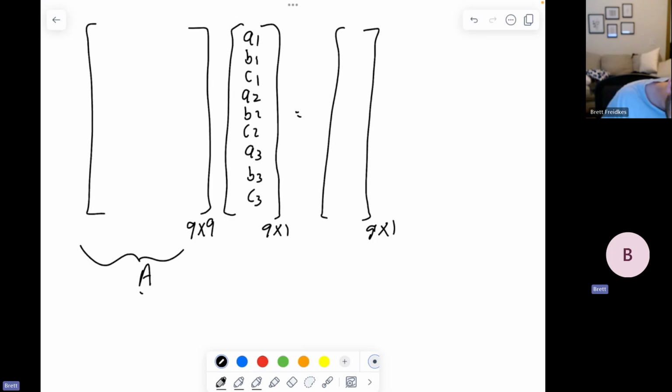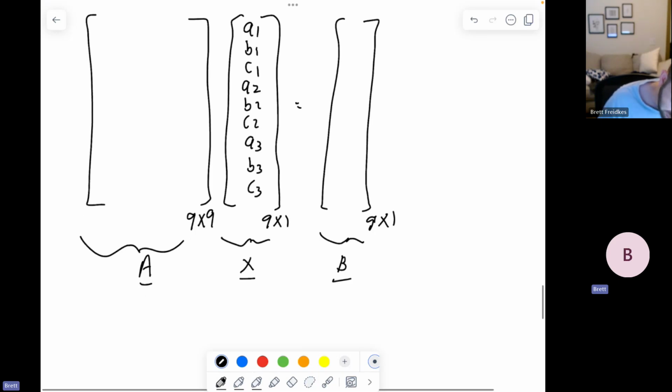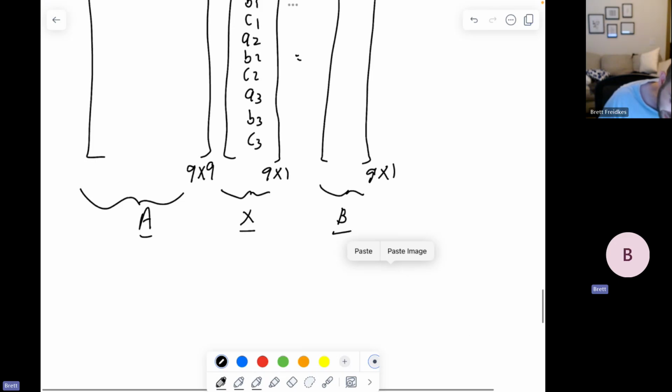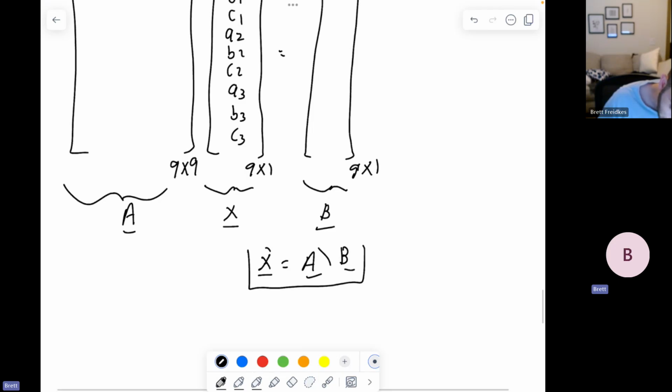This is our A matrix. This is our X matrix. This is our B matrix. And in MATLAB, we can do that: X is equal to A backslash B once we have those matrices filled in. If you'd like me to make a video on actually doing these steps, let me know.